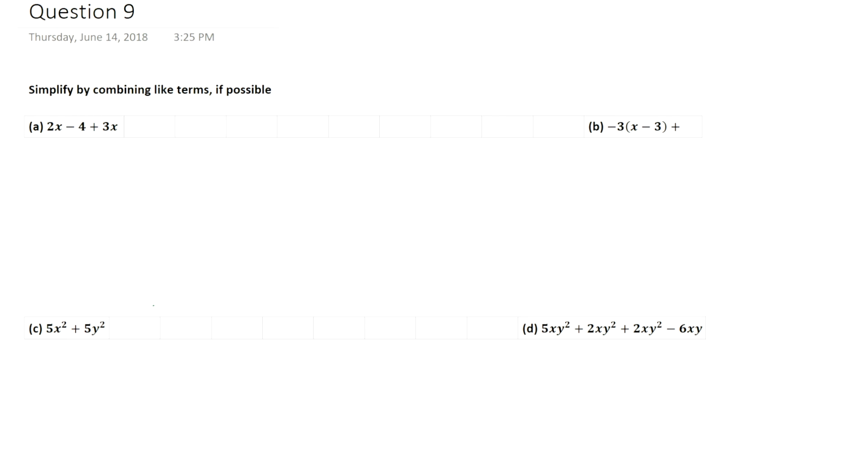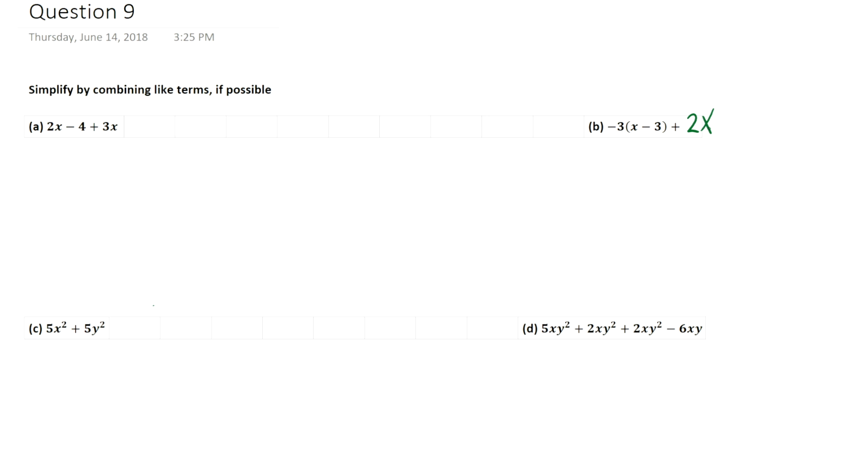Okay, so we're looking at question number 9. It says simplify by combining like terms. Before we start anything, I do see a little bit of an error here, so we're going to fix this. This is on your paper. It should say plus 2x.